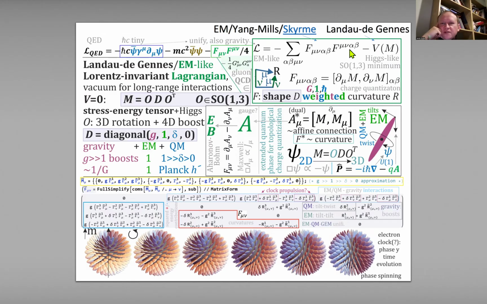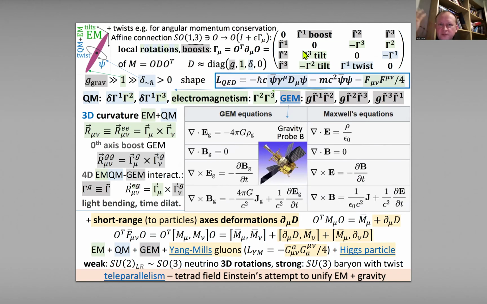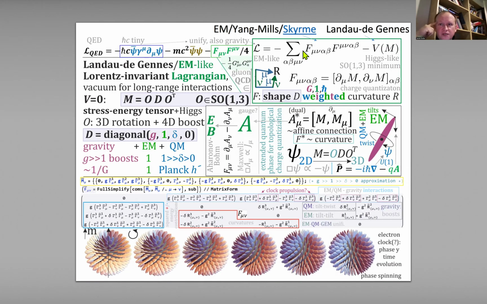So we have the standard-looking electromagnetism, Yang-Mills, Skyrme Lagrangian. But this F, in fact, is a curvature of a deeper field, like here. Here we have this commutator. That means that we first go this way and then go this way and check what is the difference. So this is a kind of curvature, a weighted curvature, we can say. We interpret this weighted curvature as our F tensor and use the standard electromagnetic Yang-Mills Skyrme Lagrangian.